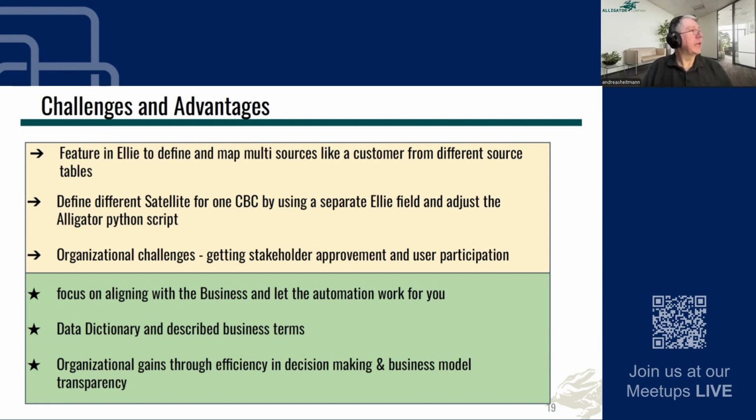And the advantages, of course: as an analytics person you can focus really on aligning with the business and let the automation work for you. You don't need to take care of the physical implementation, how you implement it. Everything is implemented the same way. For the business, they have a well-defined data dictionary and described business terms. And for the organization, you have a really efficient way to make decisions, and your business model is transparent and clear. You find your information, in fact.